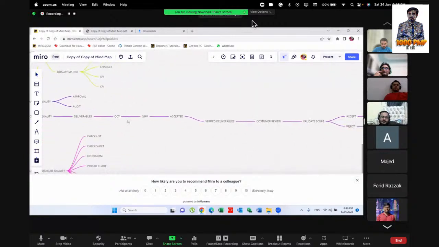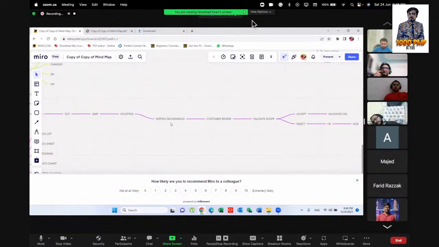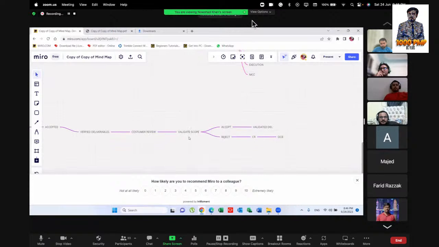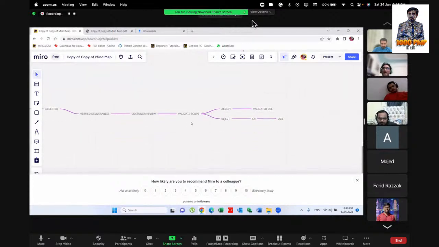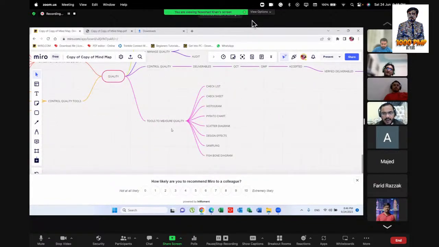After that, we have accepted deliverables, verified deliverables, acceptance. Then customer review. After that, the deliverable becomes validated. The deliverable becomes validated scope. If accepted, we have validated deliverables. If rejected, it will go to CR, change request, and go to the change control board. Next, we are going to tools to measure quality.